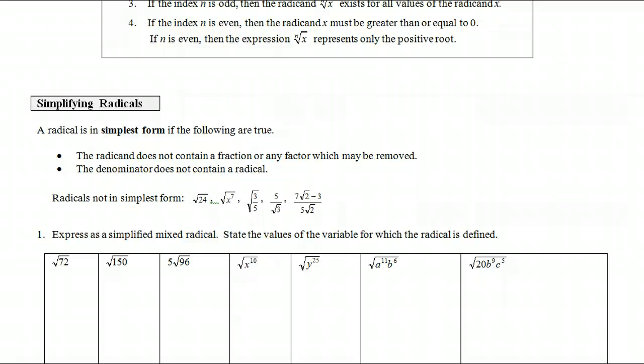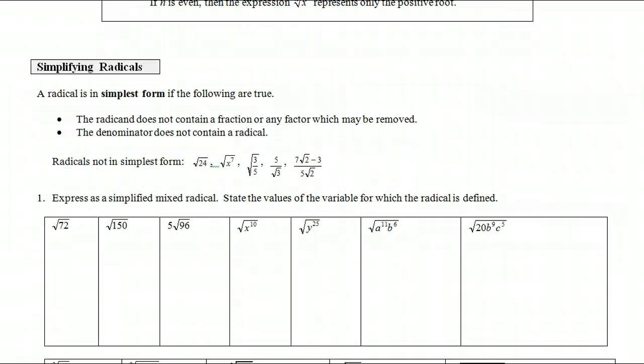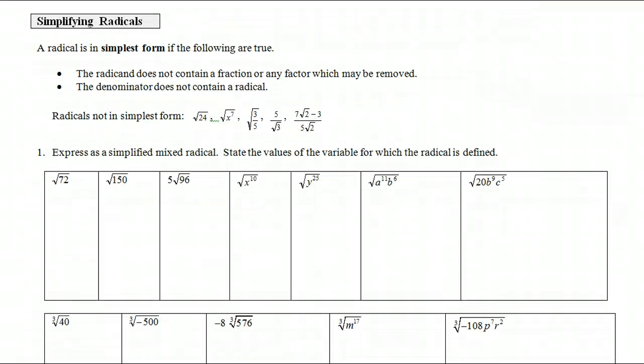This is all part of the radicals worksheet, so it just carries on. I might actually help you out a little bit here. So a radical is in its simplest form if the following are true. The radicand does not contain a fraction or any factor which may be removed. The denominator does not contain a radical. So this radical is not in its simplest form, right?